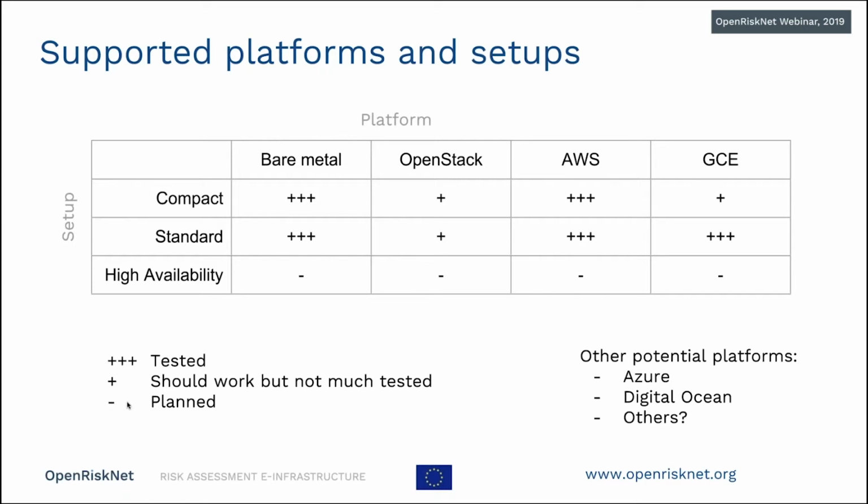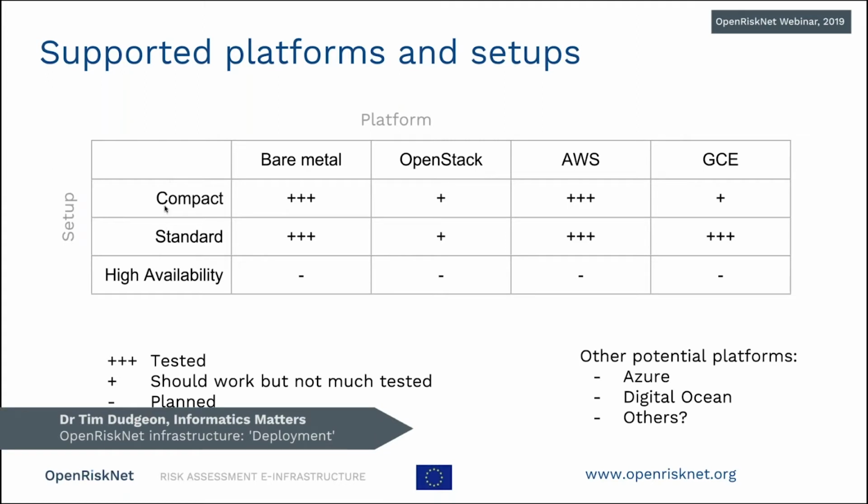So where are we in terms of the types of deployment that we support? Well, here's a matrix. Across the top are the platforms. There's bare metal, so deploying onto pre-existing physical servers, and then 3 cloud environments: OpenStack, Amazon Web Services, and Google Compute Engine. And then going down the y-axis, or the rows, we've got a compact environment, which is just a single server. Everything runs on one single server. That can be a big server, so you can have a reasonable amount of capacity, but obviously it is going to be limited in scalability.